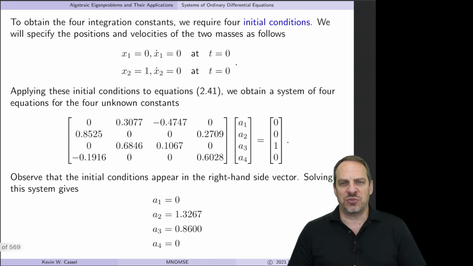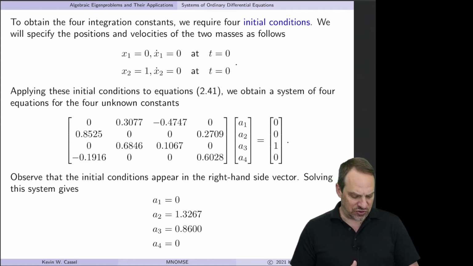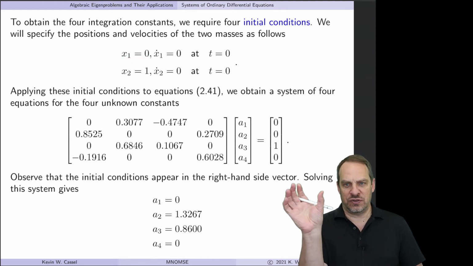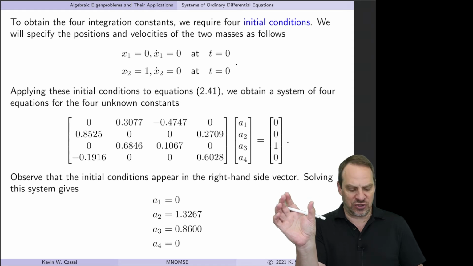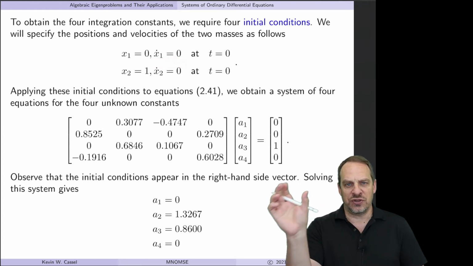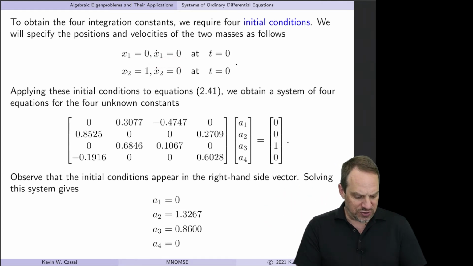Okay, so let's introduce some initial conditions and see what the solutions look like. We're going to define the positions and the velocities at t equal to 0 for both of the masses. For the left mass, we will hold it at its original position, its neutral position, x1 equal to 0, and we will give it no velocity at t equal to 0. So position and velocity are 0 at t equal to 0.